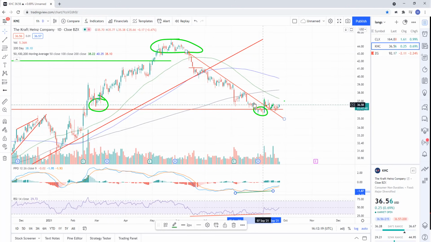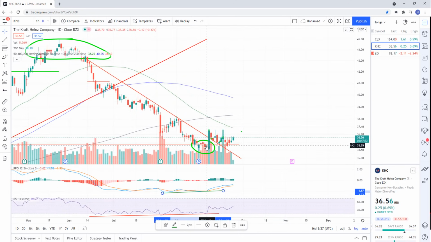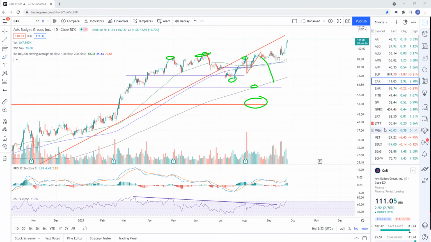If I zoom in, you'll see we drifted lower, kept going lower here, but the momentum started to turn up on the RSI and the PPO, telling me that we're likely going to start a trend reversal. And then you get the big break candle right there, and then we've just been holding. I think we're going to get another break and start to uptrend. Okay, so I like that one long. Still looks good, and staying long.